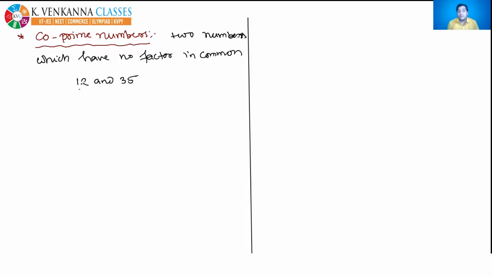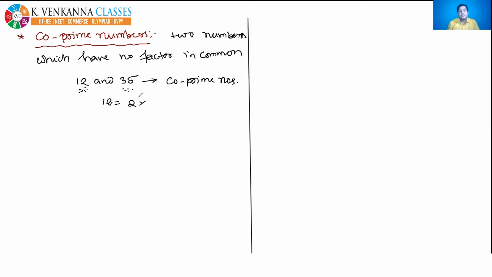See, this 12 is not a prime number. It's a composite number. This 35 is also not a prime number. It's also a composite number. But these two are co-prime numbers. All students are giving me the example of co-prime as prime numbers. Yes, those are correct. If you are taking any one of them as prime, then they will automatically be co-prime numbers because no factor will be common. But I am taking both as composite numbers.